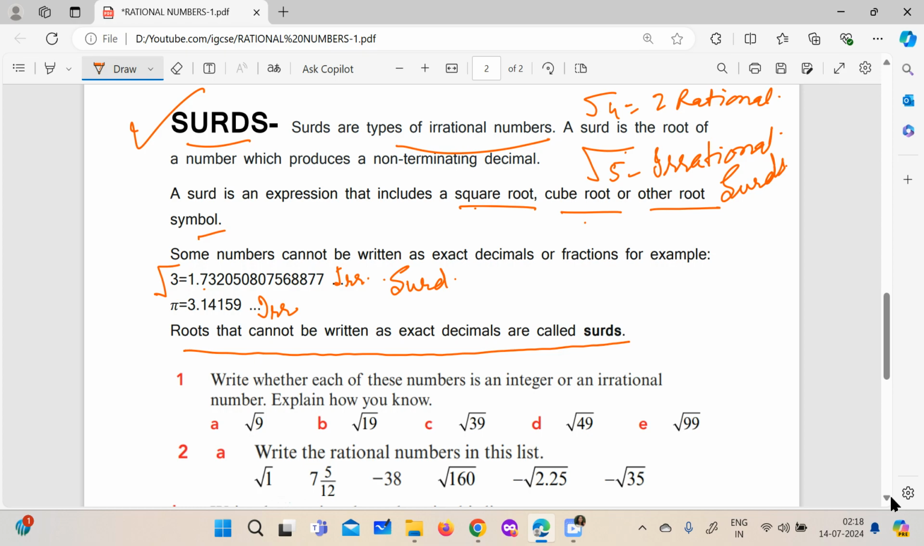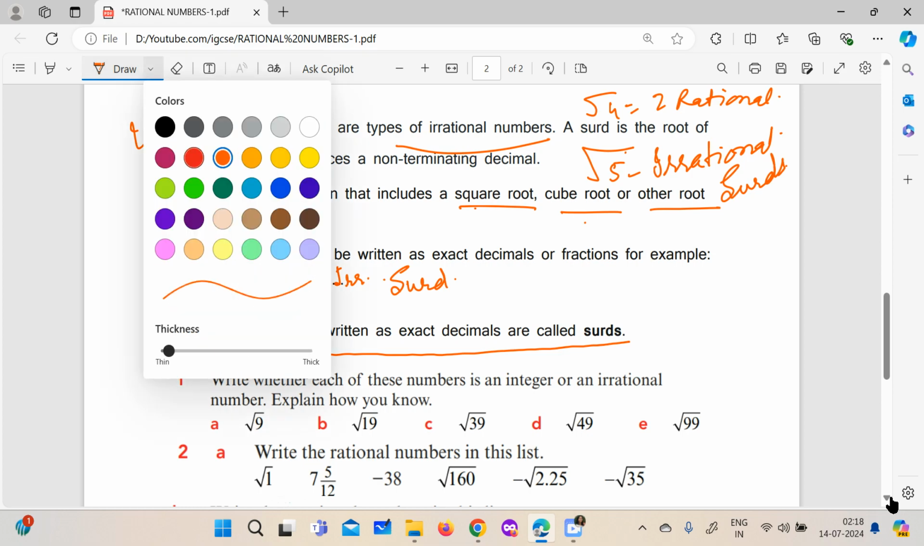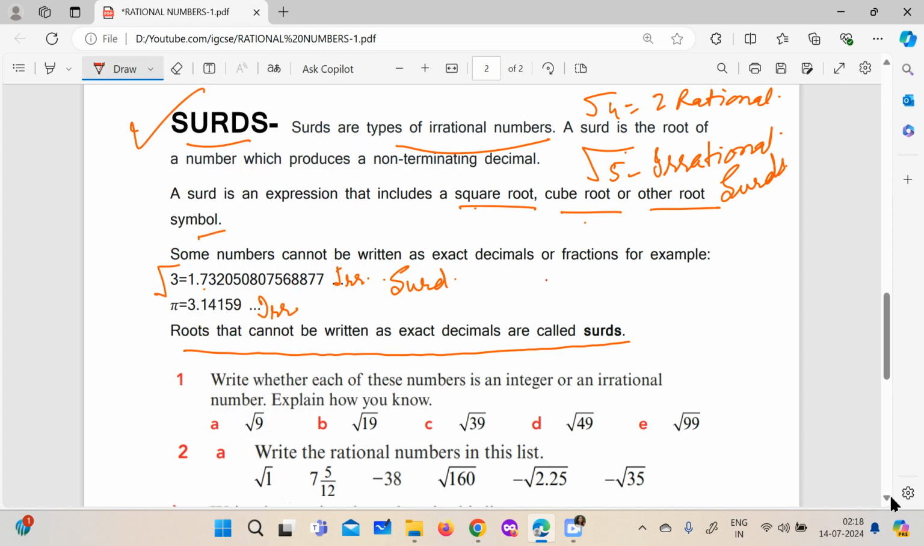Now see, you can have examples of surds like root 90. We cannot write this as an exact decimal or whole number. Then you can also have root 11. Then cube root of 25. We don't have any exact decimal value for this. This is also recurring. Then you can have the fourth root of 81.